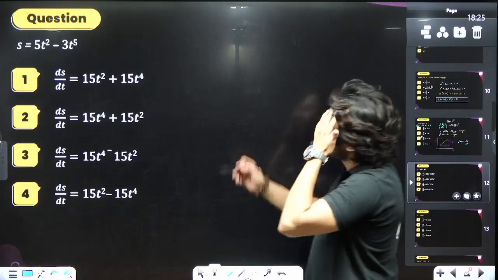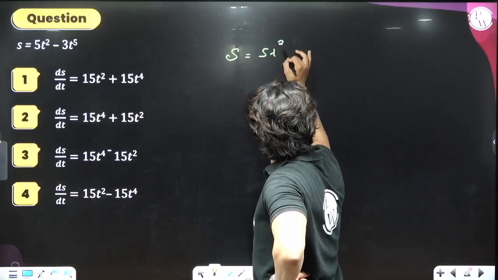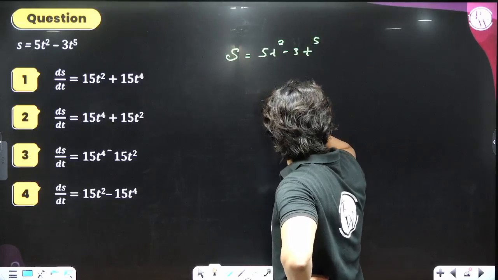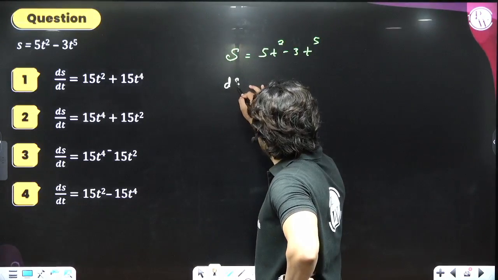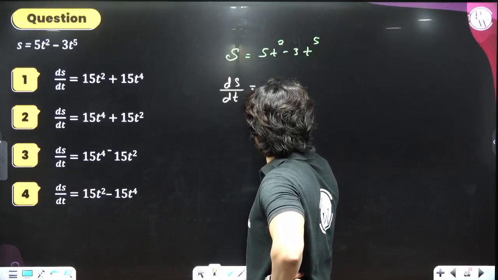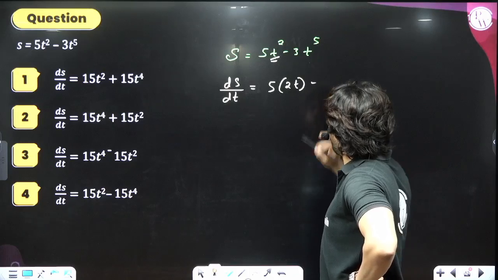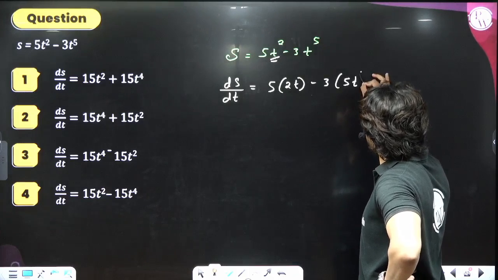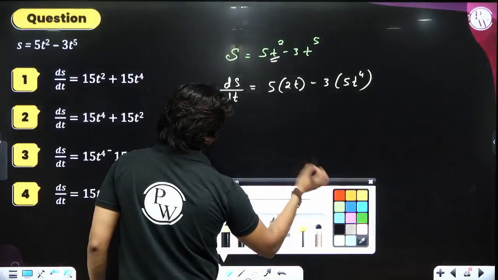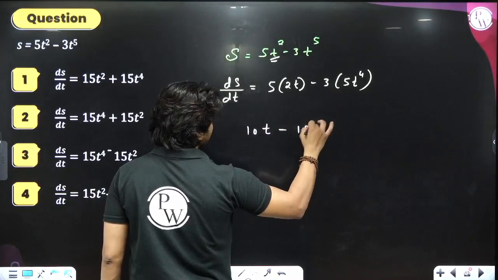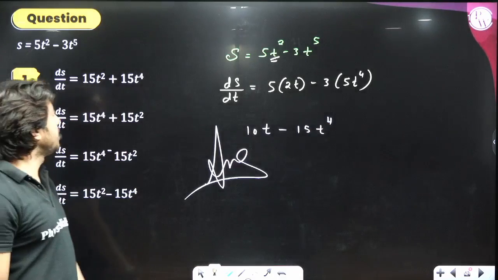Here we go. We have a function s, and you need to differentiate s with respect to t. s has been given to you as 5t square minus 3t to the power 5. So students, you need to differentiate it with respect to time. So you are writing ds by dt. What is it going to be? The differentiation of t square is going to be 2t. So 5 into 2t minus 3 into 5t to the power 4, the differentiation of t to the power 5. So what equation are you left with? You are left with 10t minus 15t to the power 4. This is the answer, 10t minus 15t to the power 4.